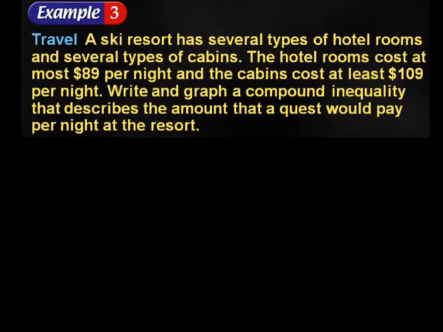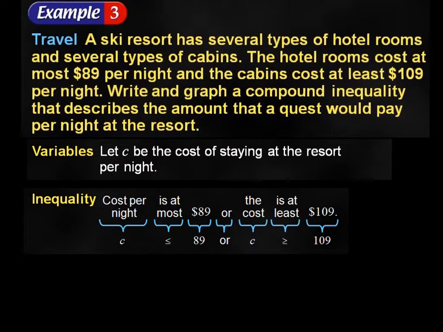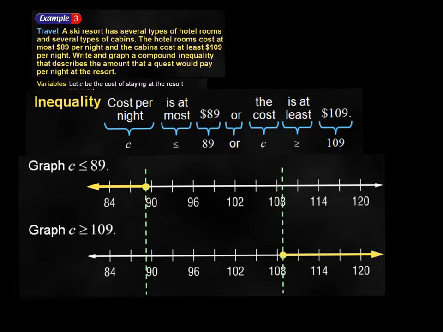A ski resort has several types of hotel rooms and several types of cabins. The hotel rooms cost at most $89 per night, and the cabins cost at least $109 per night. Write and graph a compound inequality that describes the amount that a guest would pay per night at the resort. They decided to let C represent the cost of staying at the resort per night. So the cost per night is at most $89 for a hotel room, or at least $109 for a cabin. So our two inequalities are going opposite directions.